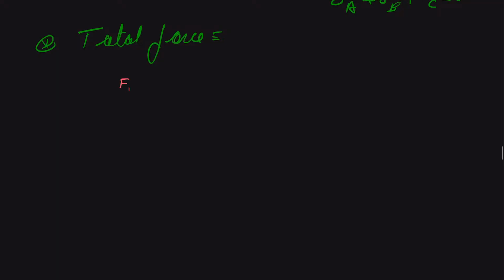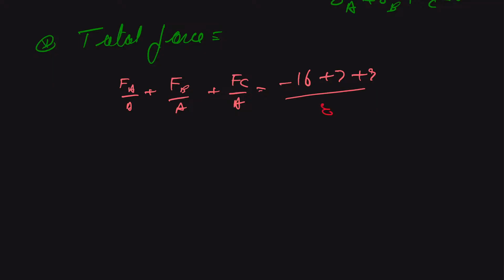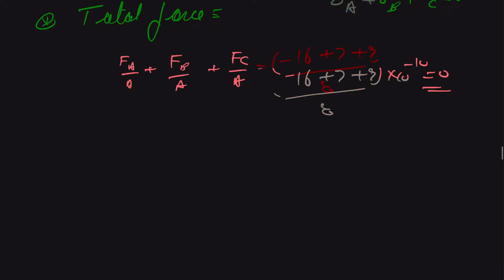So Fa upon A plus Fb upon A plus Fc upon A will be equal to minus 16 plus 7 plus 9 divided by epsilon naught into 10 to the power minus 10, which is equal to 0. Okay, so total force per unit area will be equal to 0. Okay, next question.